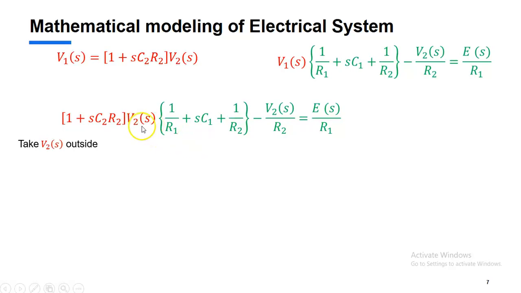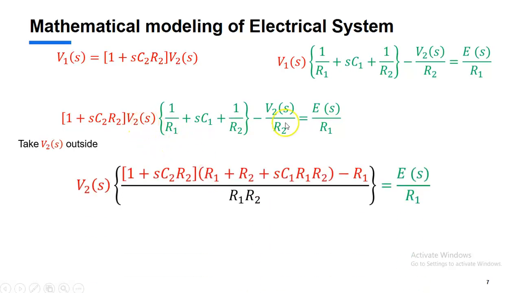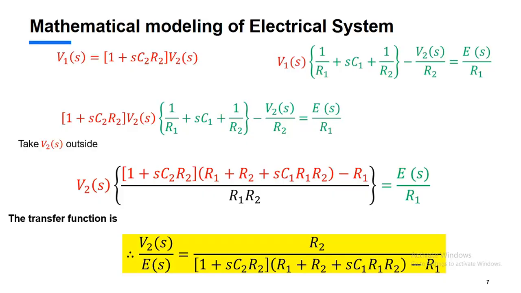And we are going to take V2 outside from this term and this term, and we are cross multiplying these terms, and finally we will get 1 plus sC2R2, and from this term it is R1 plus R2 plus sC1R1R2 minus R1 divided by R1R2, which is equal to E of s by R1. And we are going to compute the transfer function, that is V2 of s by E of s. Just to rearrange these terms, we will get this equation.